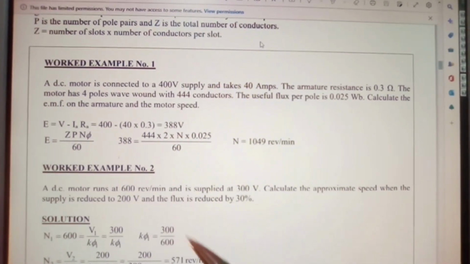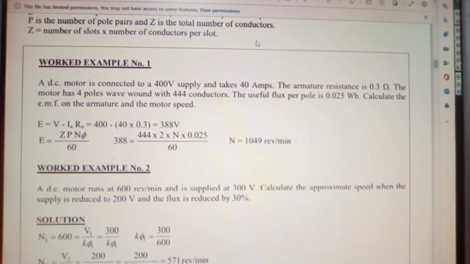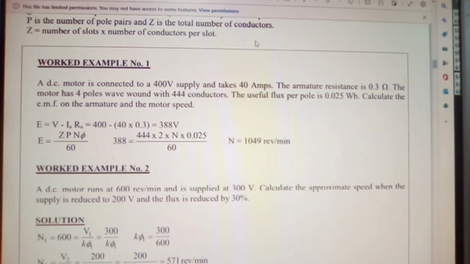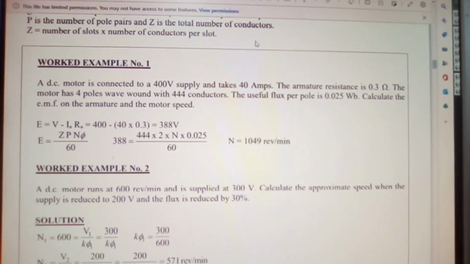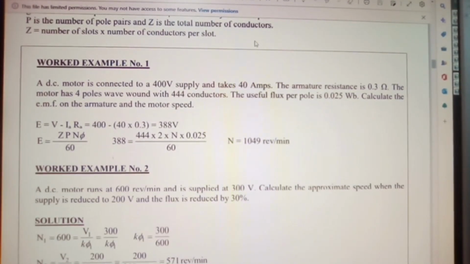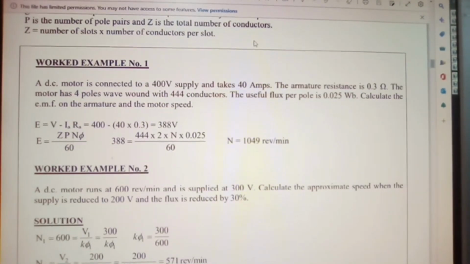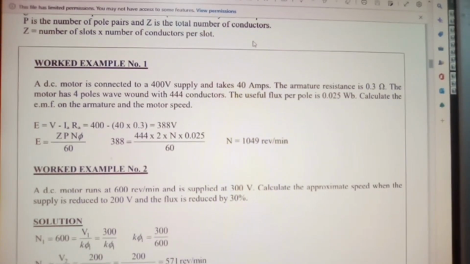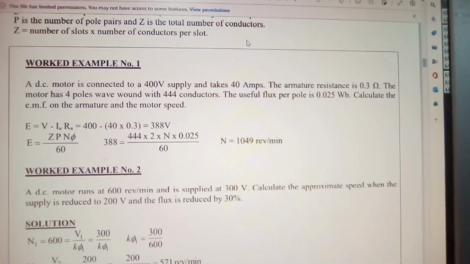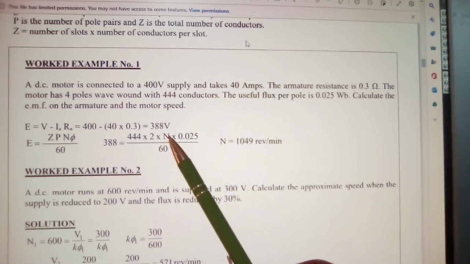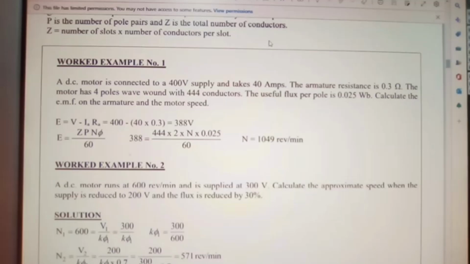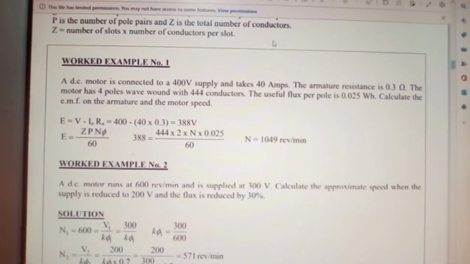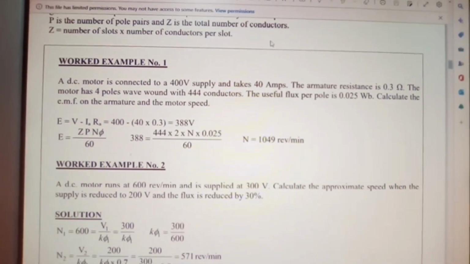N. No, sorry, we're calculating the speed, motor speed. So N represents the speed of the motor. So N will not be in this. Well, it's put in there purely as a matter of reference in order to show what we are trying to find.